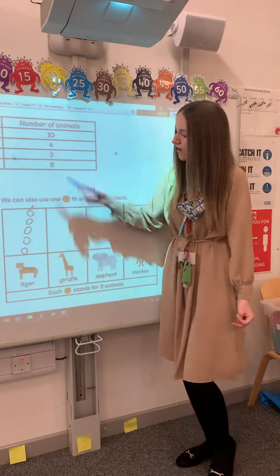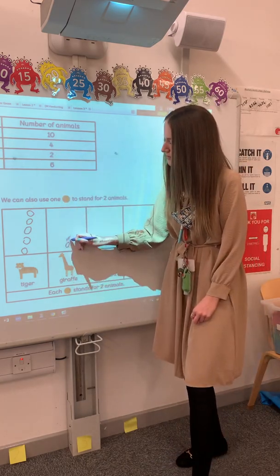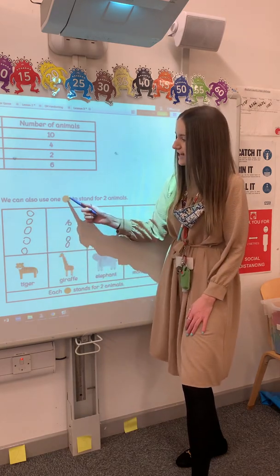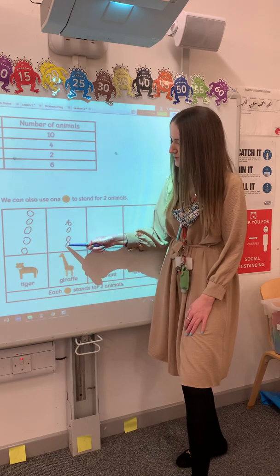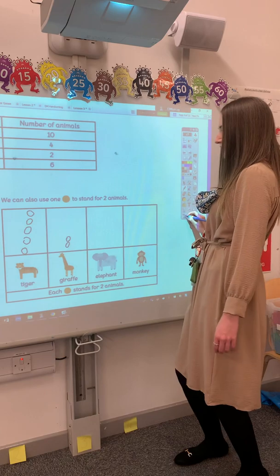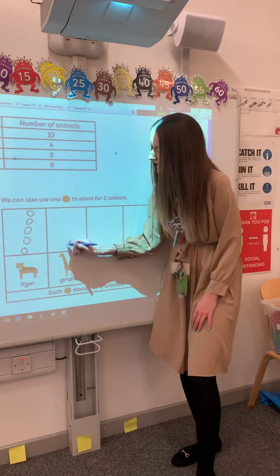He saw 4 giraffes. 1, 2, 3, 4. No, that's not correct because each circle stands for 2. If that was correct, it would be 2, 4, 6, 8. He didn't see 8 giraffes. He saw 4. Let's count in our 2s again.